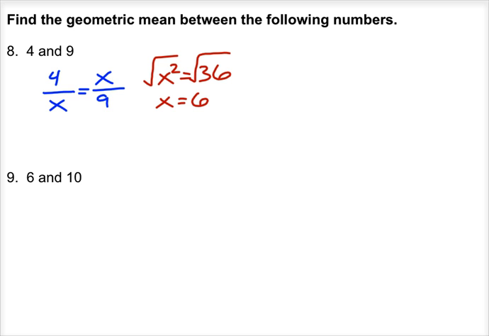And I know that negative 6 times negative 6 also gives me a value of 36, but I'm looking for the number that's between 4 and 9, so I'm only looking for the positive value. So the geometric mean between 4 and 9 is 6.